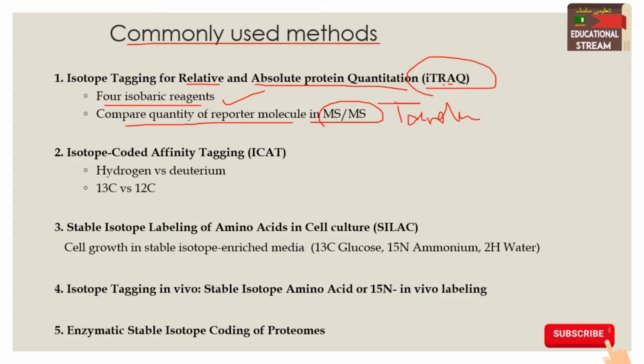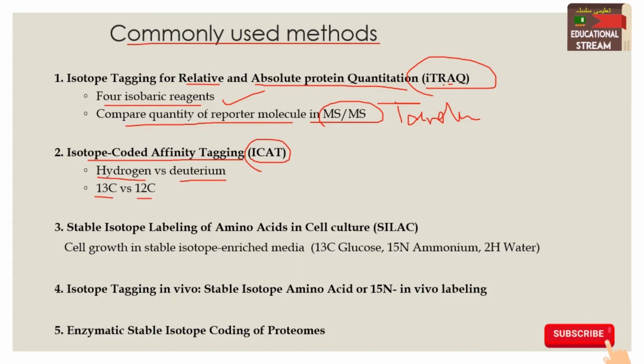Then the second method which is used is isotope coded affinity tagging. It is most commonly employed. It is also known as the ICAT method, in which we use the heavy and lighter isotope of an element. For example, we use the hydrogen versus deuterium, or we use the 13 carbon and 12 carbon.